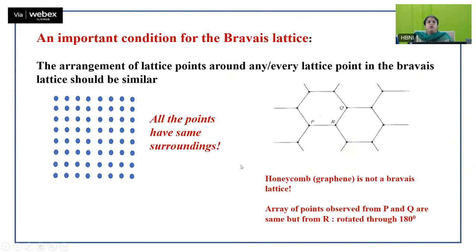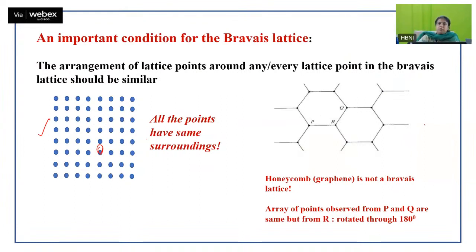Okay, an important condition of the Bravais lattice is that the arrangement of the lattice points around any and every lattice point in the Bravais lattice should be similar. For example, if you look at this figure on the left hand side, all the points have got similar surroundings. Just look at any point, it will have a similar one.